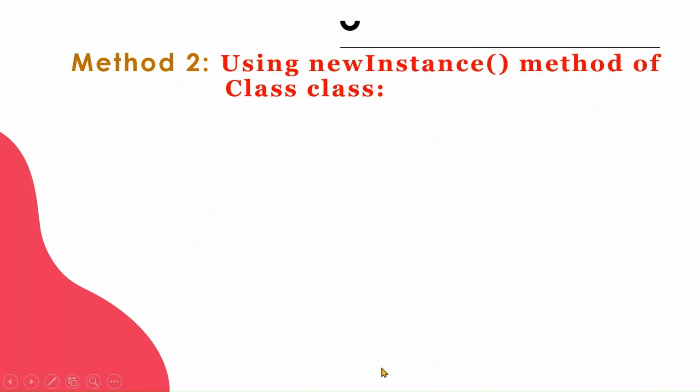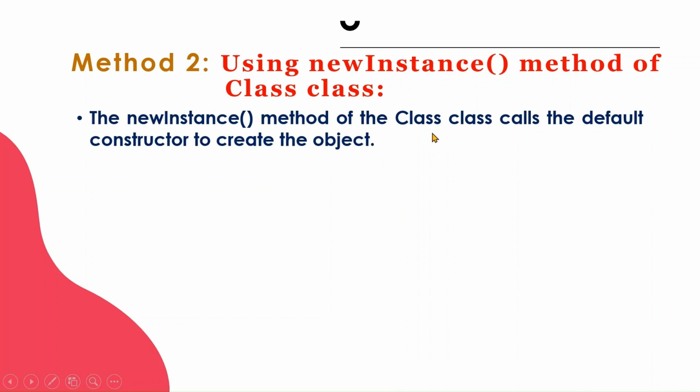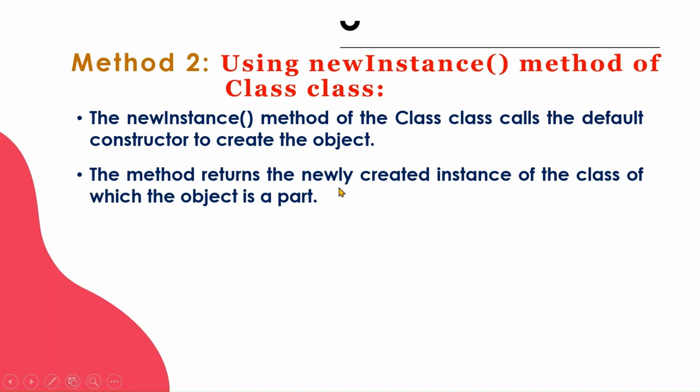Now coming to method 2, using the newInstance method of a class called Class. Now the newInstance method of the class calls the default constructor to create the object. So when we talk about constructors, we have some types like default and parameterized. So here this newInstance method is calling the default constructor of that particular class for which we are creating the object. The method returns the newly created instance of the class of which the object is a part. So when you apply the newInstance method, it is creating the object of the class for which you are applying it.